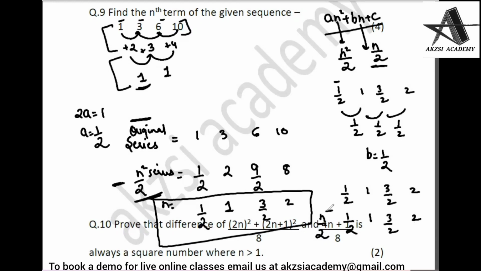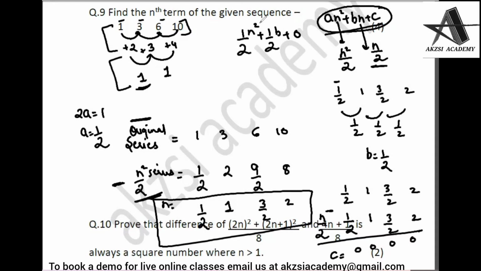Here also we need to subtract. I got 0, 0, 0, 0. This constant number is equals to C. Once we have all the values of A, B, C, put those values in this expression. This will give you the nth term of the given sequence. A we calculated half, so half n squared. B we calculated half, half n, and C is 0. So your final equation is n squared plus n by 2. This is the nth term of the given sequence.